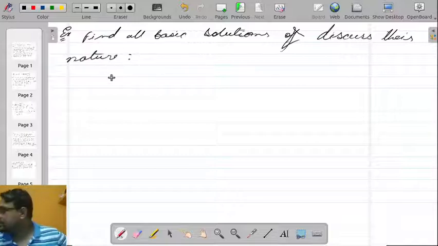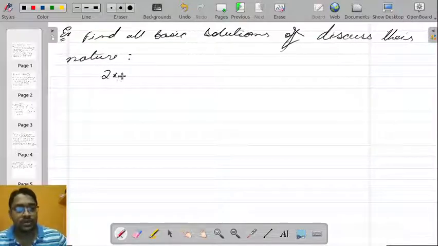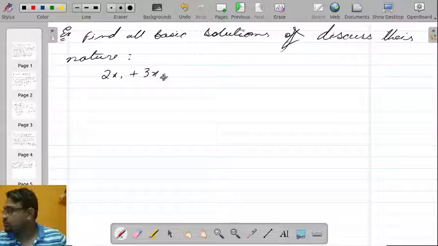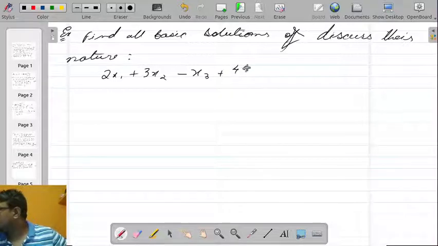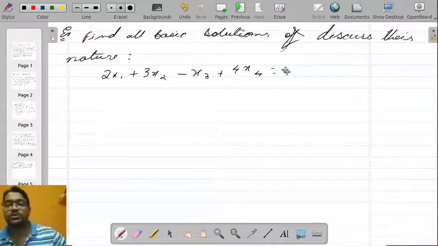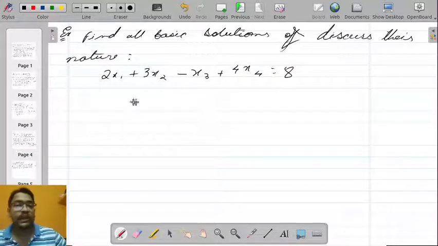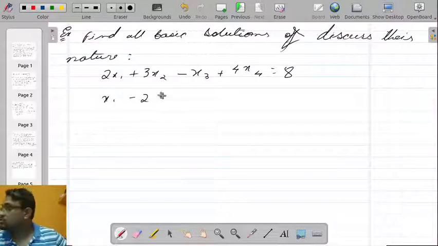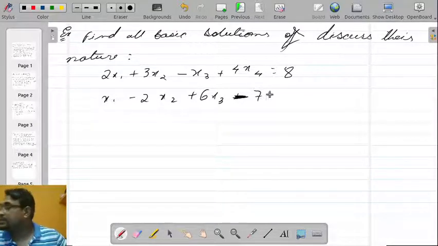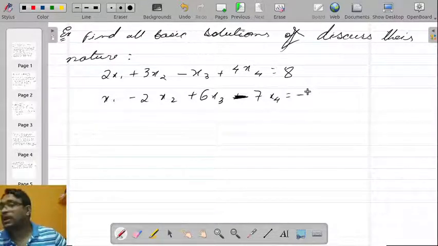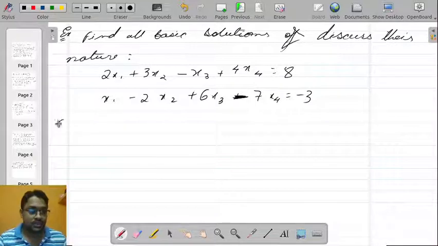For the following system, what is the system? 2x1 plus 3x2 minus x3 plus 4x4 equal to 8, and x1 minus 2x2 plus 6x3 minus 7x4 equal to minus 3. So this is the system of equations.